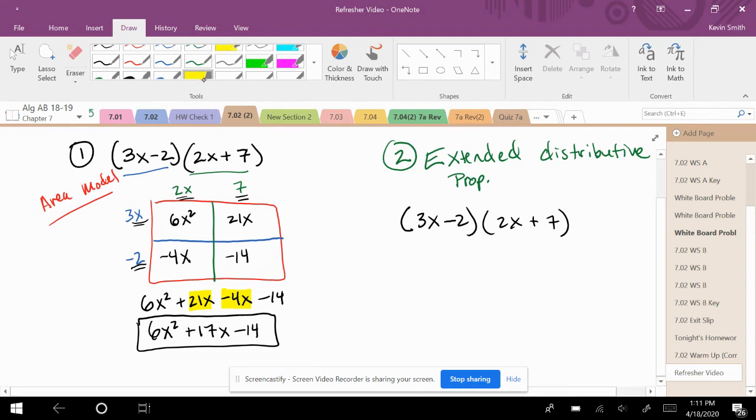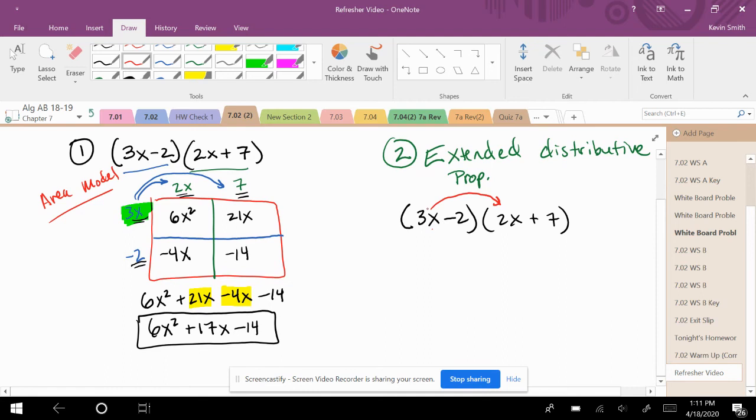When we were looking at this area model, we took 3x and multiplied it by 2x, and then we multiplied it by 7. That's essentially what's happening in the extended distributive property. You need to distribute this 3x to the 2x, and you need to distribute it to the 7. So we end up with 6x squared plus 21x.